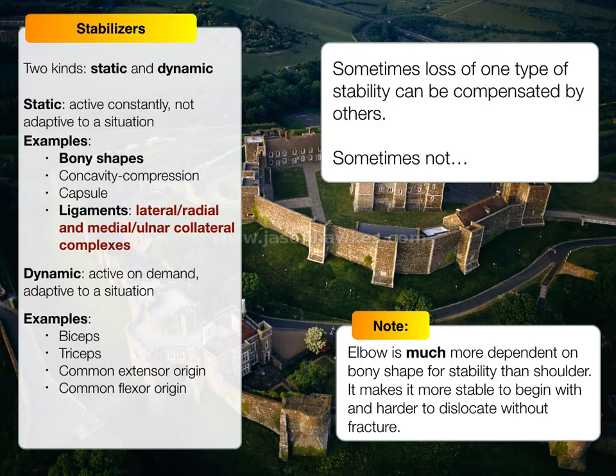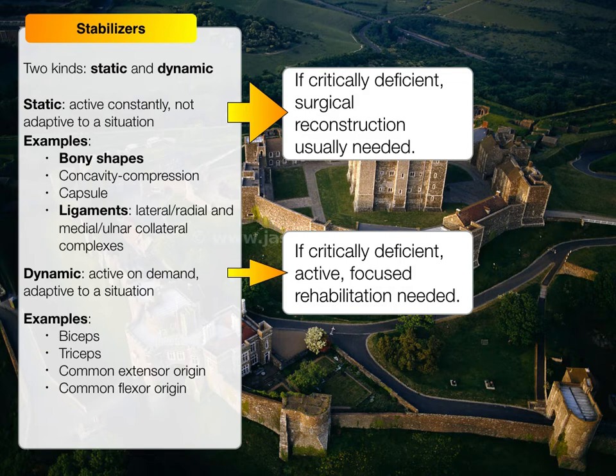Two ligament groups, the lateral or radial and the medial or ulnar, also contribute significantly. There is relatively less contribution by dynamic stabilizers, but they're still important. As before, static stabilizers that become deficient will often require reconstruction.